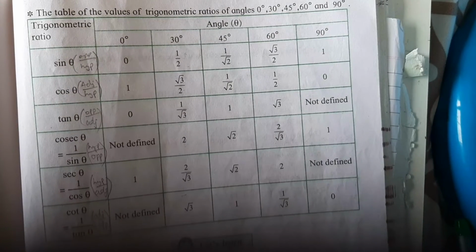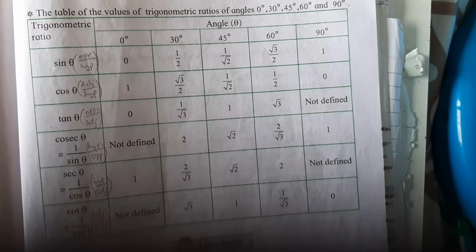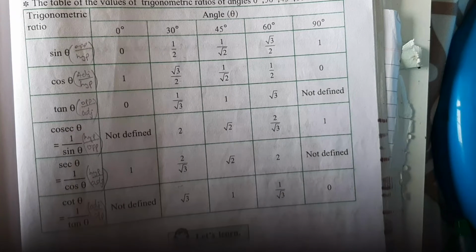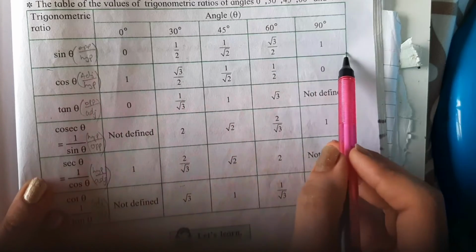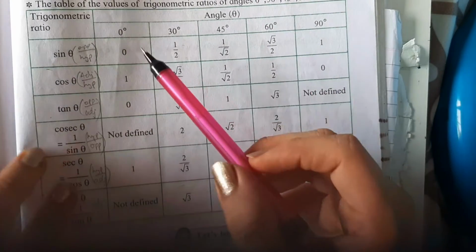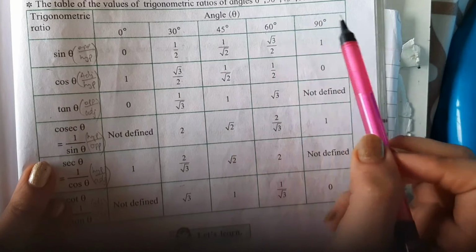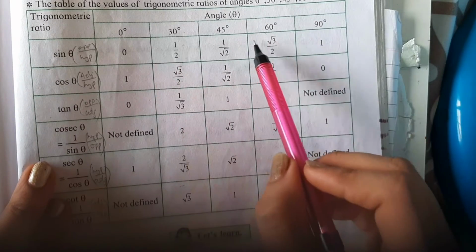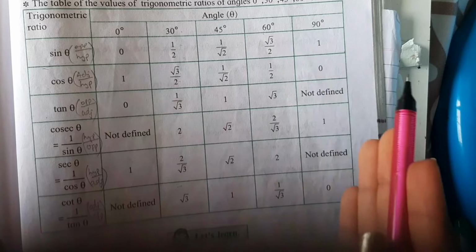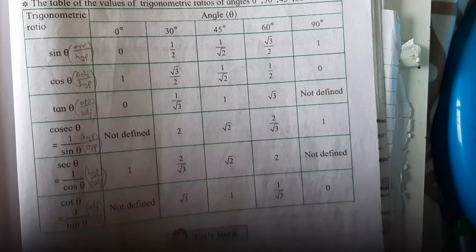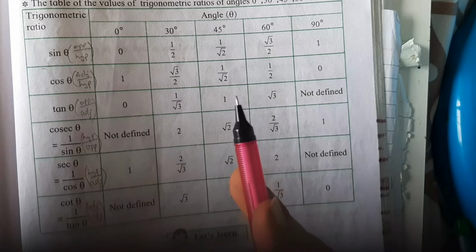This table is very easy to understand. We will learn only the first row, that is only the sine theta row. The angles to remember here are 0 degree, 30, 45, 60, 90. You should remember this in a proper sequence: first 0 degrees, then 30 degrees, then 45 degrees, then 60 degrees, and then 90 degrees.